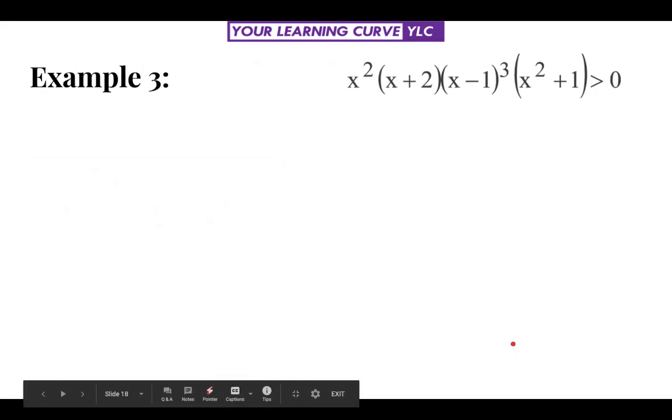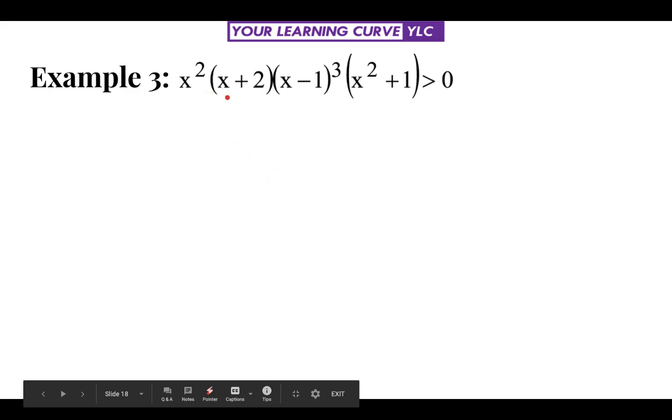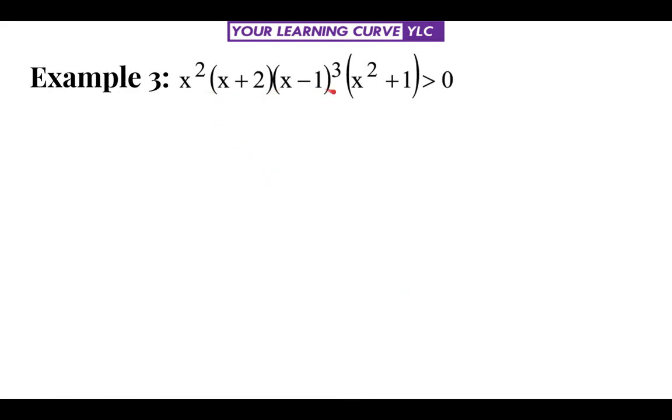Okay, let's do one more example. This is x square into x plus 2 into (x minus 1) whole cube into (x square plus 1) is greater than 0. Pause the video, try the question.